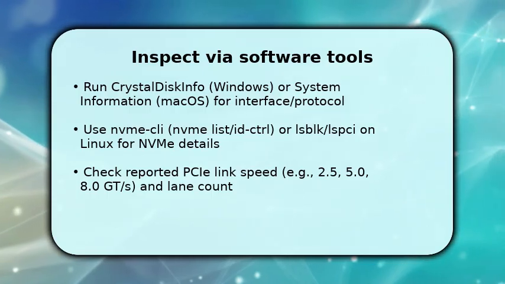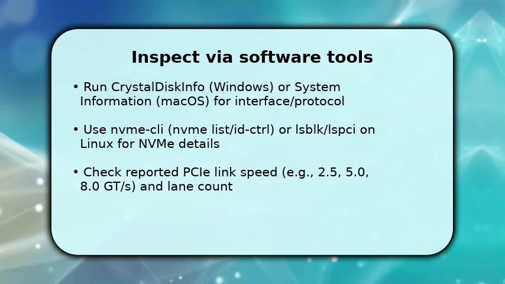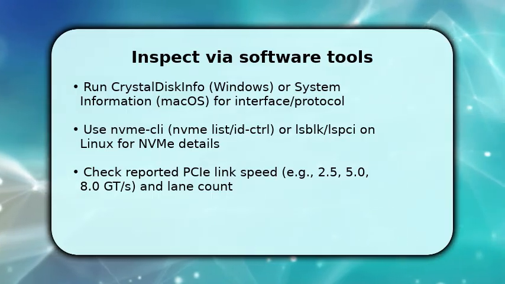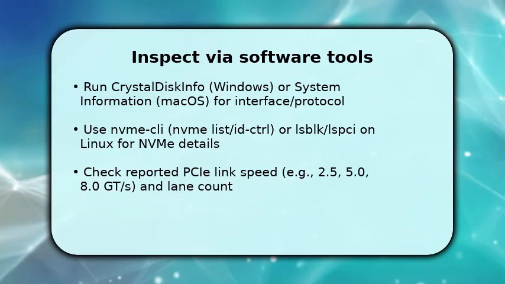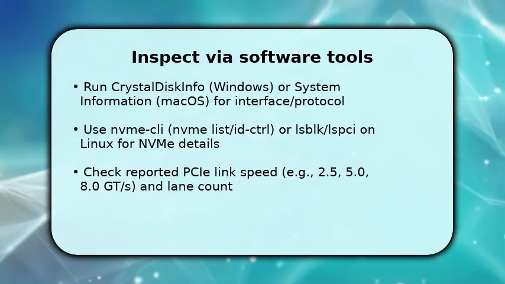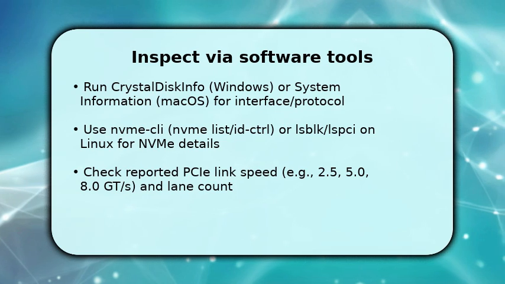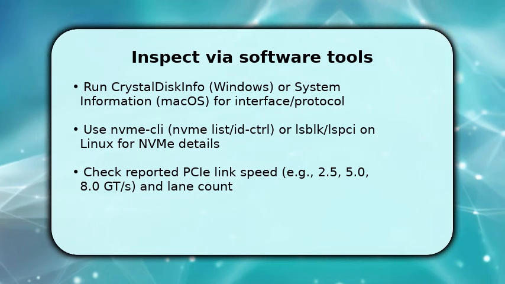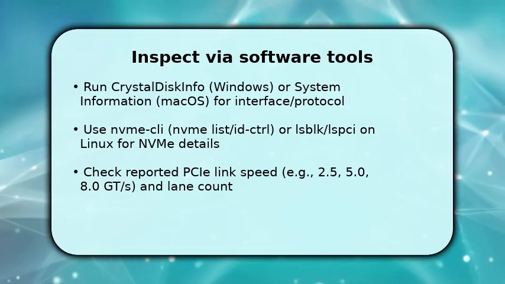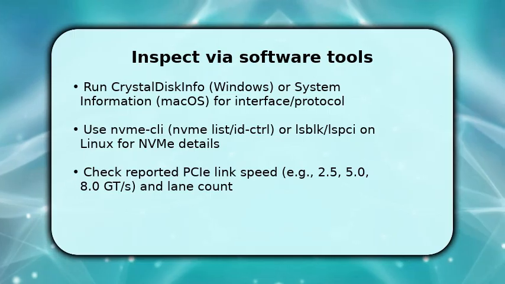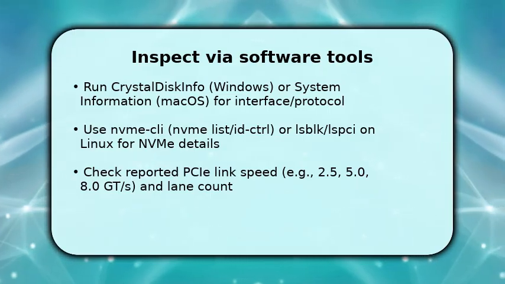On Linux, run nvme list or nvme id-ctrl for NVMe namespace details, and use lspci to see PCIe link speed and lanes. Once you have link speed and lane count, convert that to generation, for example, 2.5 GT/s is PCIe Gen 1, 5. You finish by confirming the generation from the manufacturer's spec sheet using the exact model string you recorded. That gives a definitive answer.